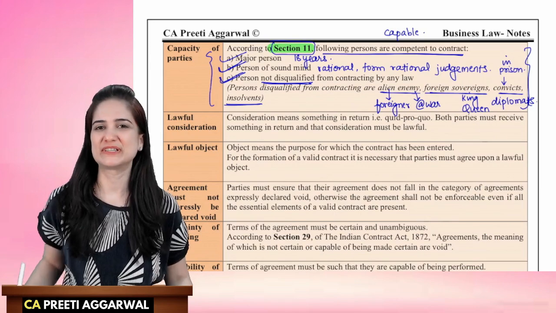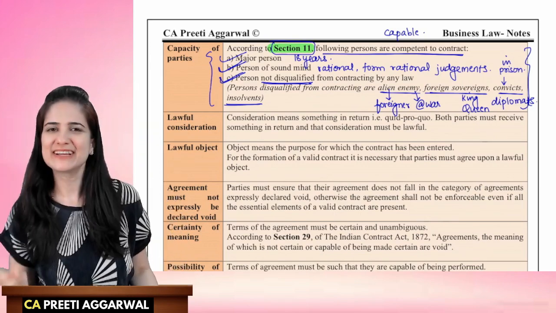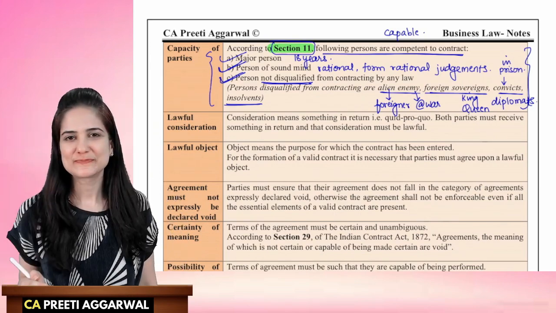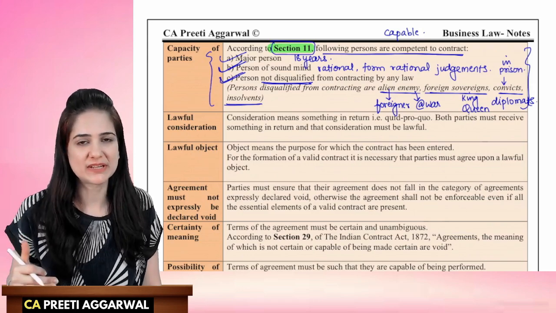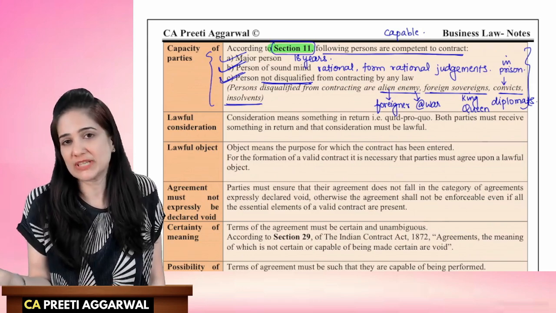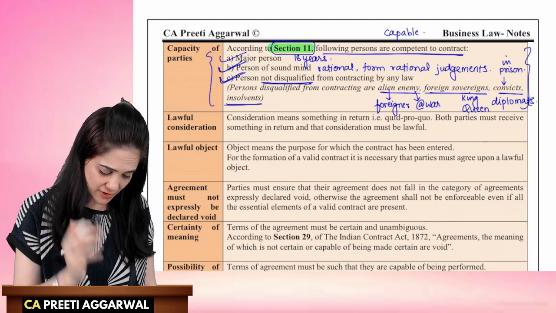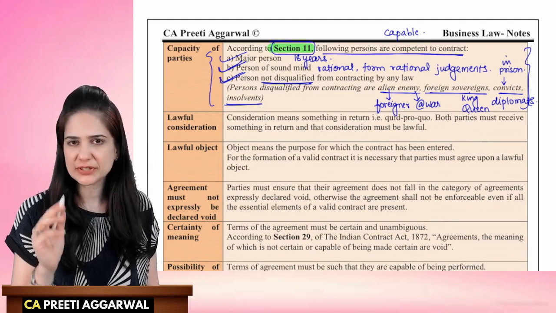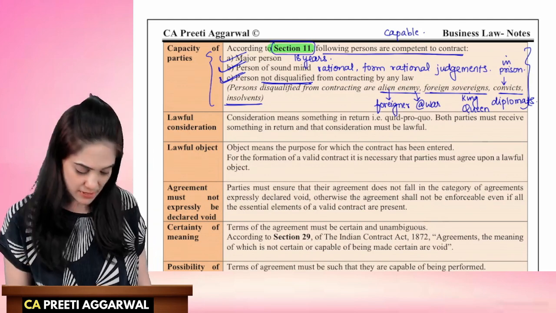He comes out of prison. Then he can enter into contracts. Then it is valid. So once he's out of prison, then he can enter into contract because now he's capable of fulfilling the contract. Again, we are going to discuss all this in detail in Unit 3. This is just to introduce the concept.